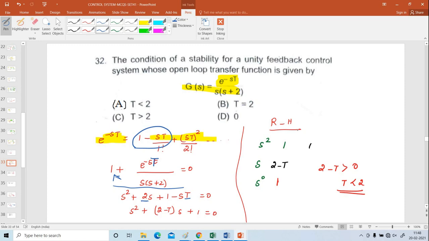Next, stability is determined by the Routh stability criterion. First put s^2, then s^0. The coefficient of s^2 is 1, and the coefficient of s^0 is 1. Then the coefficient of s, put it here: 2 - T, and 1. What is the condition for the Routh stability criterion? The first column of the Routh array should be positive. So 2 - T should be greater than 0, so T is less than 2.